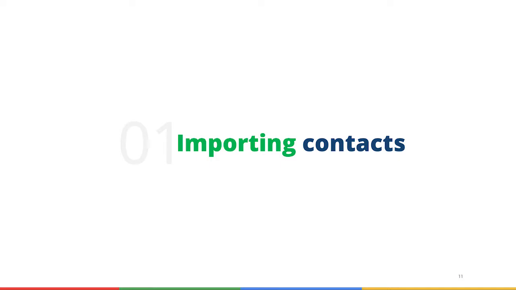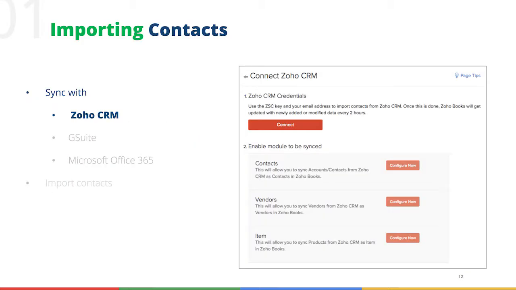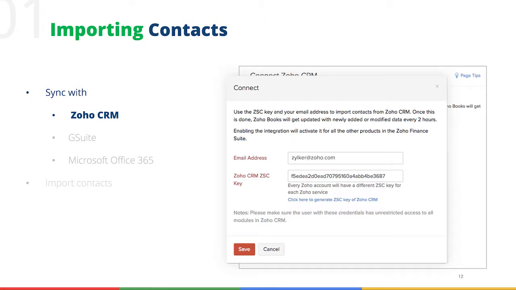Now let us see how to import contacts into Zoho Books. As we use Zoho CRM software to manage our customer and vendor details, I wish to import them into my Zoho Books account. This can be done by syncing the Zoho CRM account to my Zoho Books account. All that I have to do is enable integration and enter my mail address and the ZSC key of Zoho CRM. The ZSC or the Zoho Service Communication Key is a unique key generated in the Zoho CRM account that helps integrate the Zoho CRM account with Zoho services such as Books, Invoice, etc.